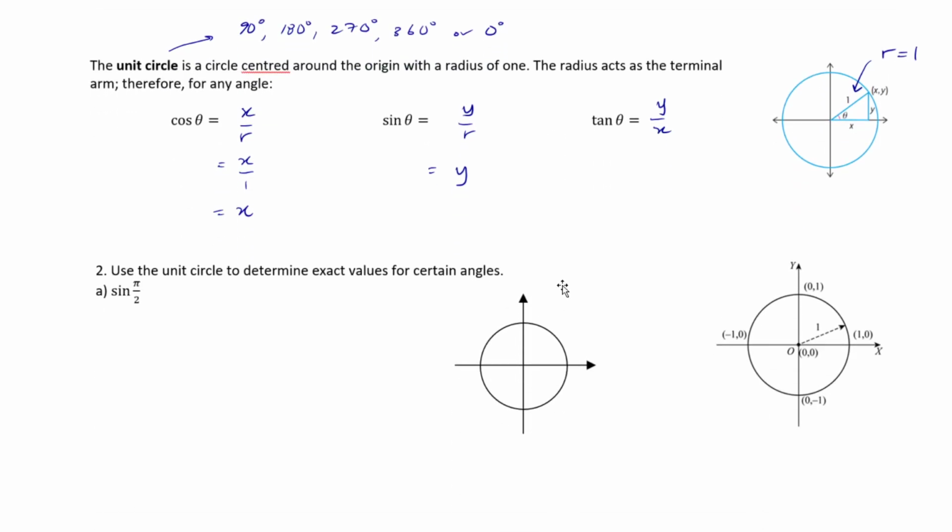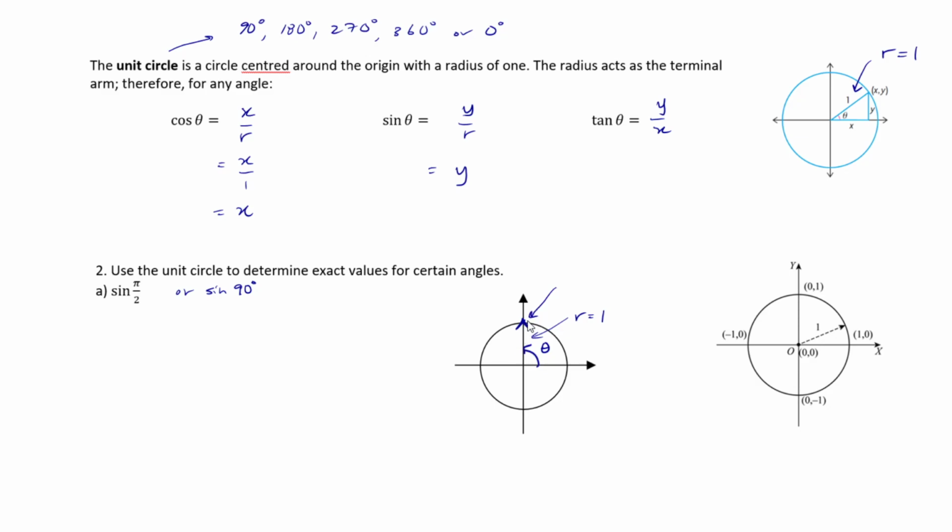So we can use the unit circle to determine the exact values for certain angles. If we were to find sine of pi over 2, well, that's the same thing as saying sine of 90 degrees. If we're right at 90 degrees, that means that this angle here is 90 degrees. So that puts the terminal arm straight up right there. As we know, r is always equal to 1.